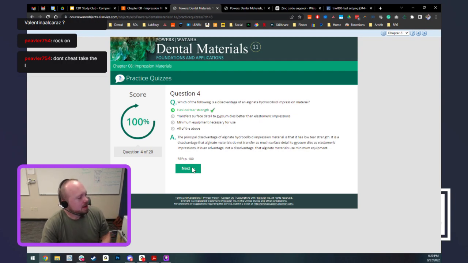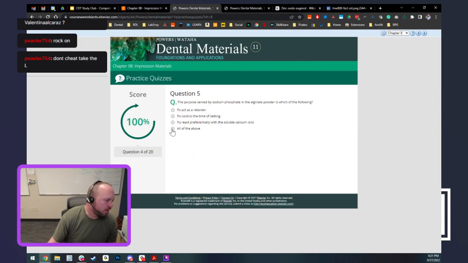All right. Question number 5. The purpose served by sodium phosphate in the alginate powder is which of the following? So sodium phosphate. All right. To act as a retarder, which would be to slow it down. To control the time of setting, which is the same thing. Well, I mean, basically. To react preferentially with the soluble calcium ions. So we know sodium, calcium would be, just off the top of your head, you know these things, right? So we're going to go with all of the above.